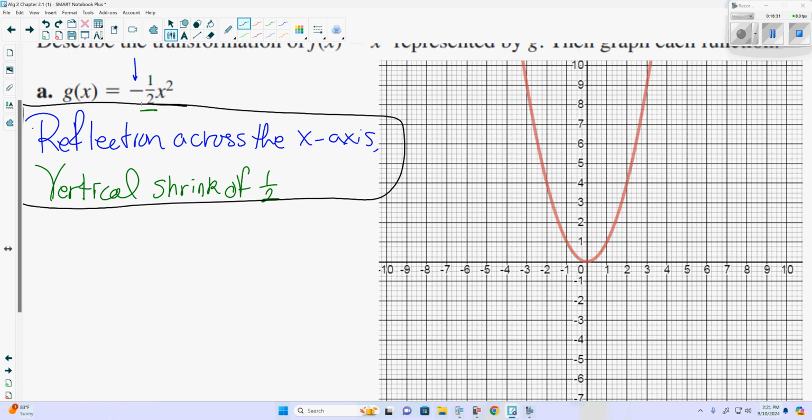The negative would be our reflection, because we're multiplying by that negative. It's a reflection across the x or y. X if it's outside parentheses, y if it's inside. The 1/2, since it's outside parentheses and it's being multiplied by that x or the parentheses, it's a vertical stretch or shrink. 1/2 between 0 and 1 is a shrink. If it's greater than 1 it's a stretch. That's it. Questions on this here? Let's look at the next one.